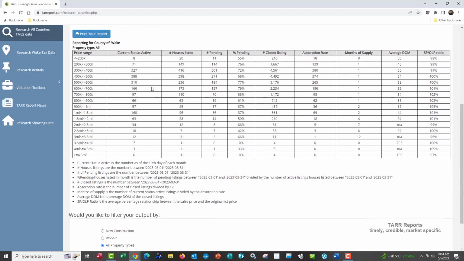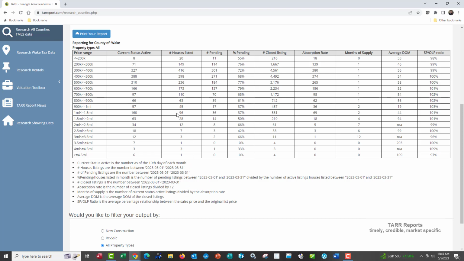So now what we have here is a grid, and it's broken down in $100,000 segments. We start at $200,000 and below, and then $4.5 million and up. So this first column gives you the current status of active. Then we go to number of houses listed, number of houses pending, and then the percentage of pendings, the number of closed listings, the absorption rate, the months of housing supply, the average days on market, and the sales price to the original list price ratio. So all of the dates for these top are down here on these bullet points.